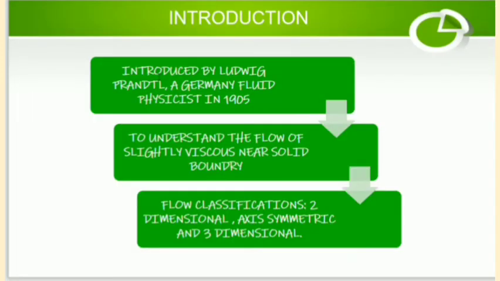Introduction. This theory was introduced by Ludwig Prandtl, a German fluid physicist, in 1905. This theory was created to understand the flow of slightly viscous fluid near a solid boundary. There are three types of flow classification: number 1, two-dimensional, 2D; number 2, axisymmetric; number 3, three-dimensional, that is 3D. Okay, let's go to the drag and lift concept.